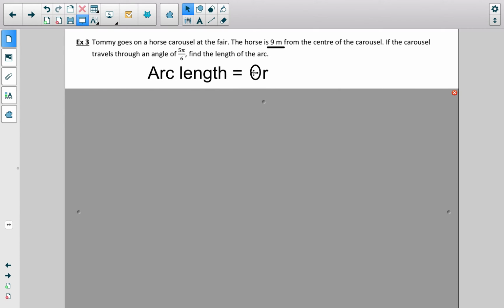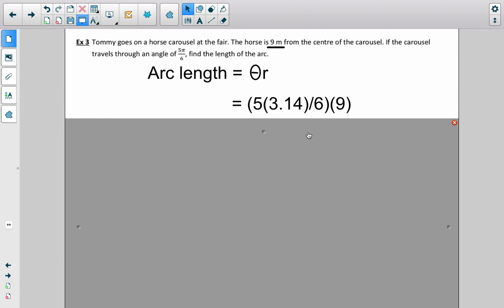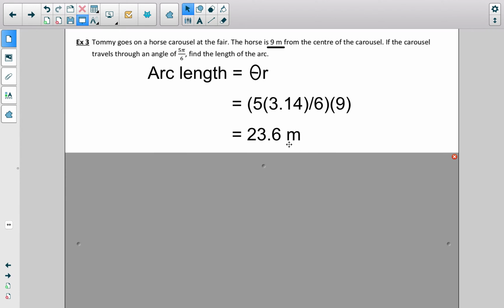So we've got our formula, and it's got to be in radians, which is nice because this is in radians. And all we have to do is multiply by the radius. So we're going to take our 5 pi, I didn't write the pi symbol in, so 5 times 3.14 divided by 6 times 9, we get 23 meters. So the length of that arc would be 23 meters.